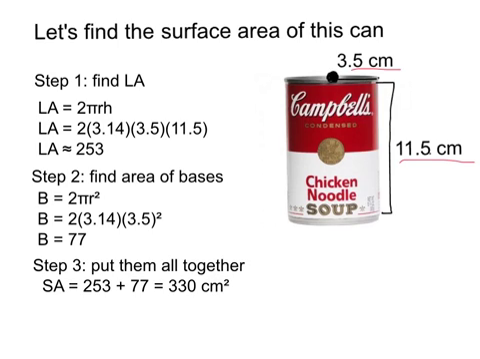For our step 2, we have to find the area of the bases, which we find by doing 2 times pi r squared. Because remember, the area of a circle is pi r squared, and we have 2 of them, for the top base and the bottom base. So we have 2 times pi times the radius, which is 3.5, squared, and this equals 77. And then we just put them all together. So we have the surface area is equal to the lateral area plus the bases, which is 253 plus 77, which totals to 330 centimeters squared.